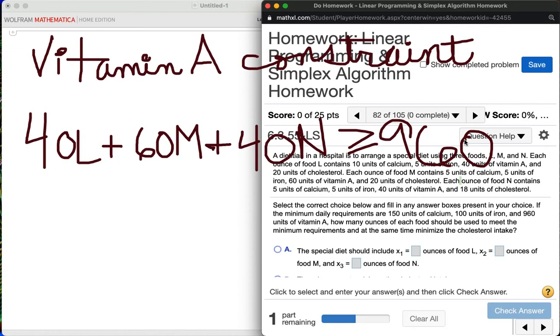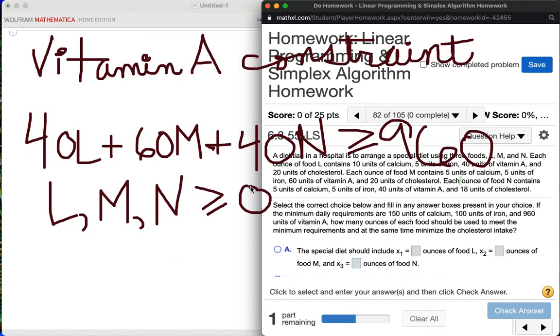So we have 40L plus 60M plus 40N is greater than or equal to 960. Terrific. And of course, we can't forget, L, M, and N all have to be greater than or equal to 0. Now we have to figure out the objective function.